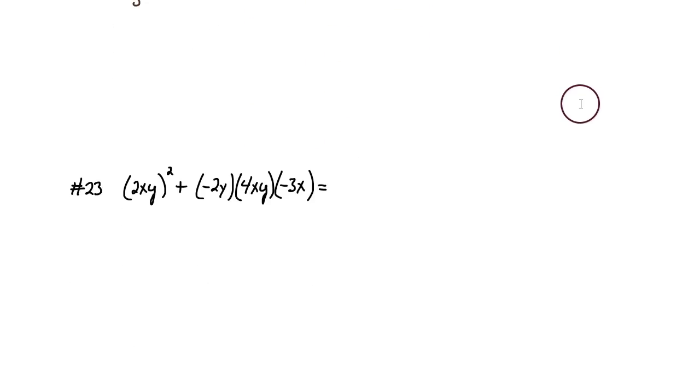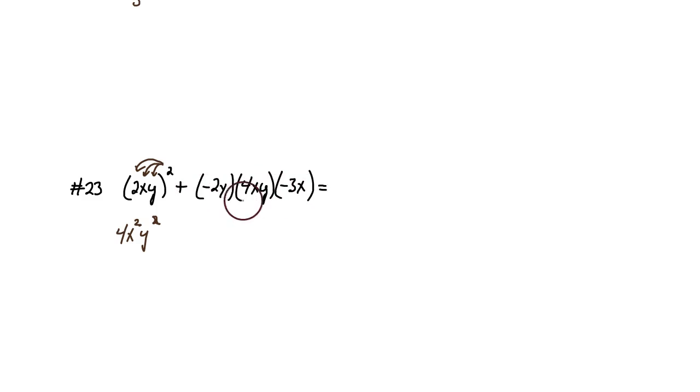Number 23. We have a monomial and we need to square it. And then later we're going to add something. Exponents come before adding. So let's distribute this exponent to every factor in those parentheses. 2 squared is 4. X squared is x squared. Y squared is y squared.